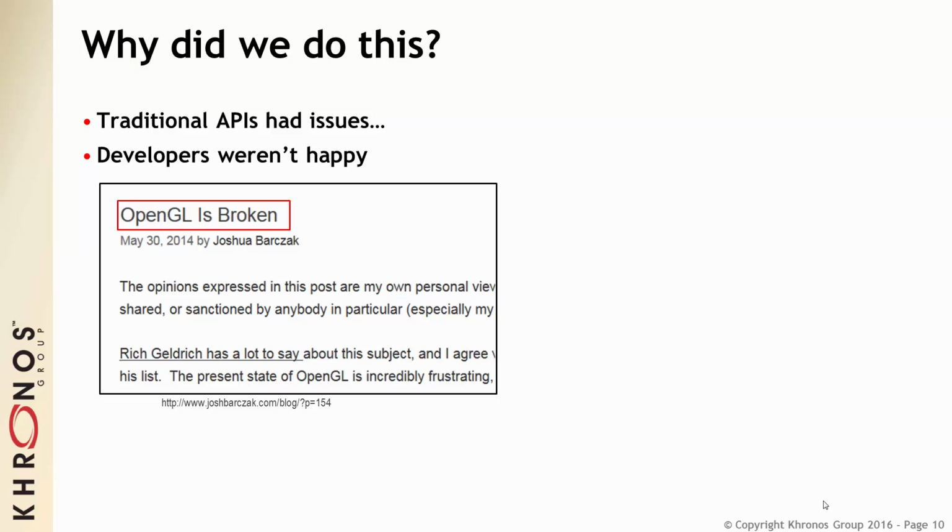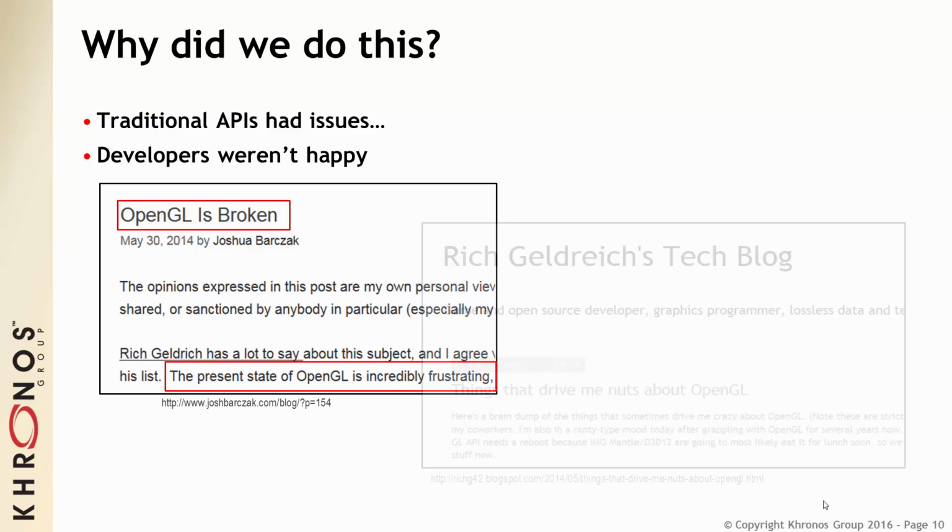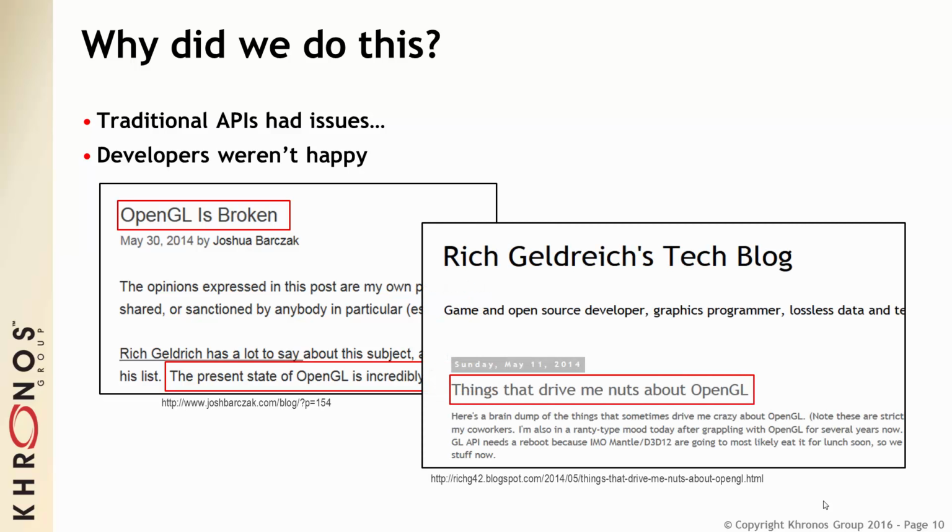And in 2014, we had guys who are really good friends and proponents of OpenGL writing blogs like this, saying OpenGL is broken. Its current state is incredibly frustrating. Here are 15 things about GL that drive me crazy. And as I said, this is what our friends were saying. The DX fans were saying was even less polite. But we appreciate it, and we were actually listening.